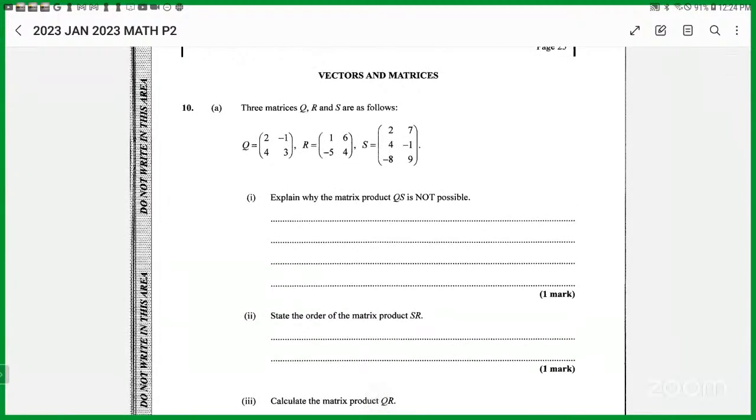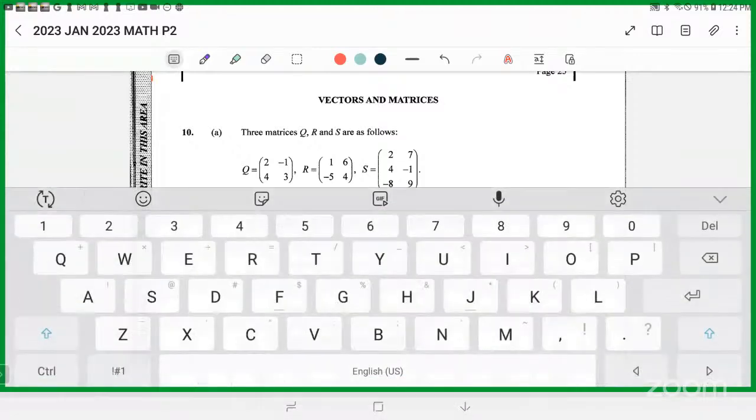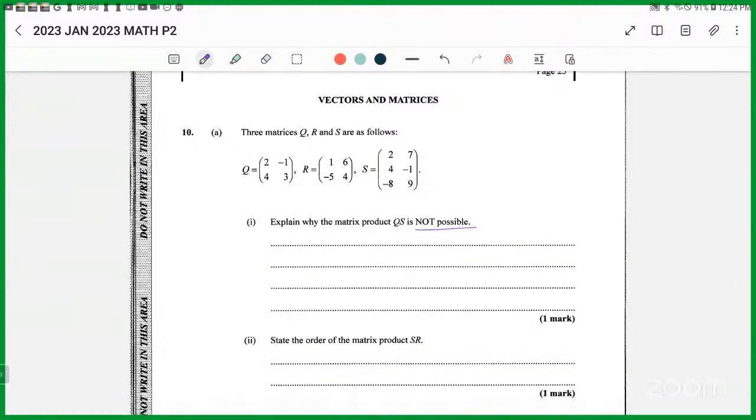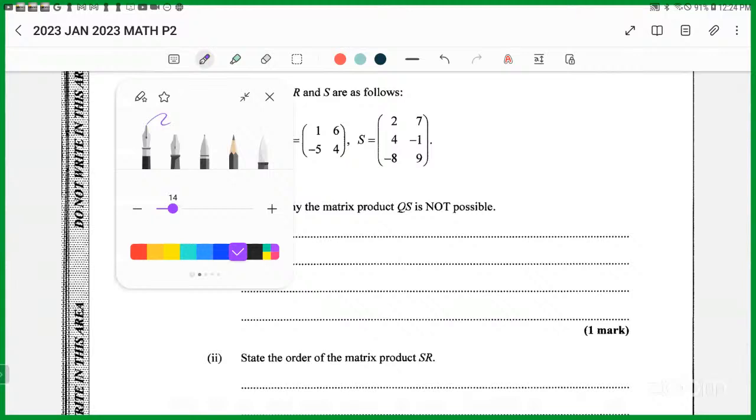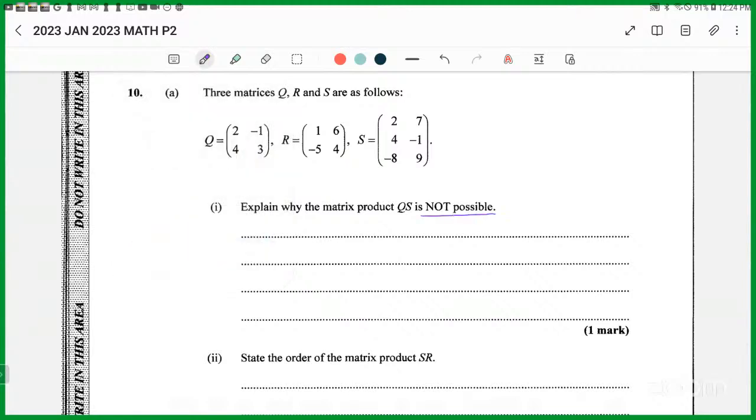We practiced when the matrix multiplication is possible or not. We have a 2 by 2, a 2 by 2, and a 3 by 2, which is a matrix with 3 rows and 2 columns. Let's see what it says. It says, explain why the product QS is not possible. When it's not possible, we say it is non-conformable, or not conformable.